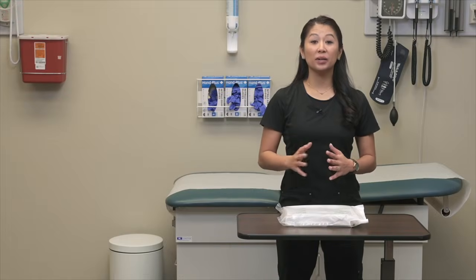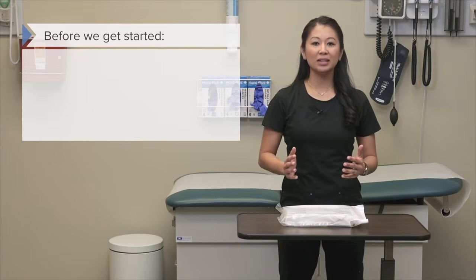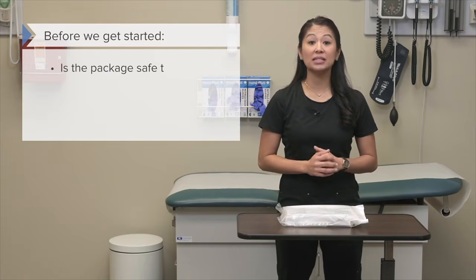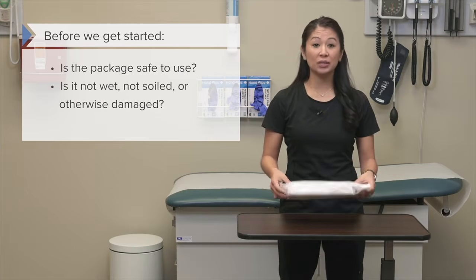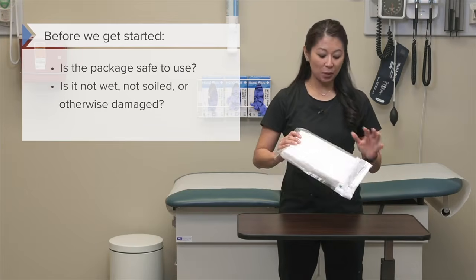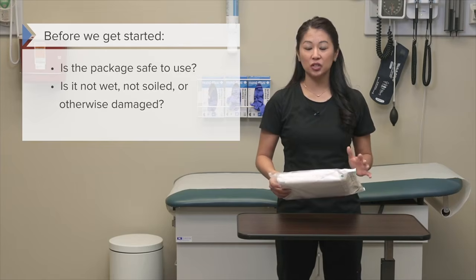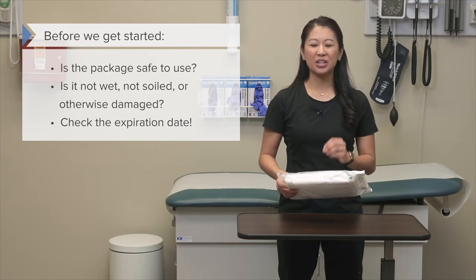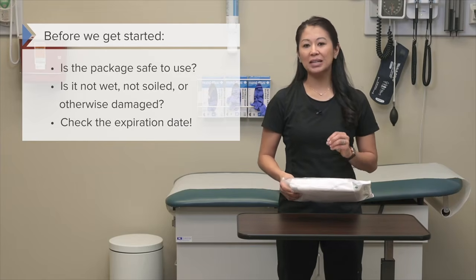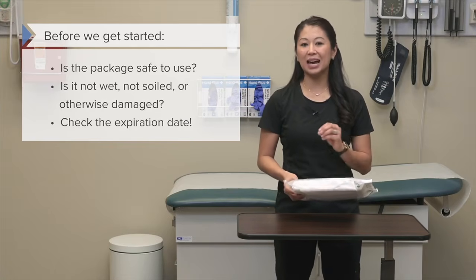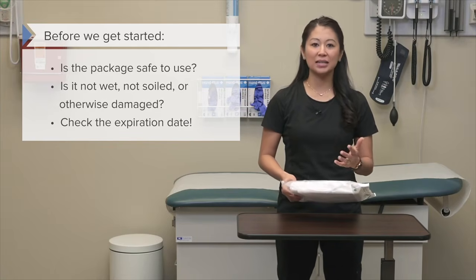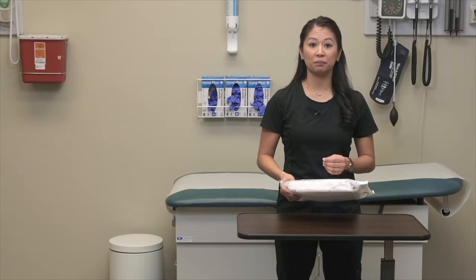Let's take a look at opening our sterile kit. So if you remember, before we get started, we want to take a look at that equipment and make sure it's safe to use. So first of all, take a look at your package. Make sure it's not wet, it's not soiled, the package itself is not damaged. Then we want to remember to check our expiration date. This is really important on use of patients because if it's out of date, we cannot guarantee that that's safe to use on a patient.